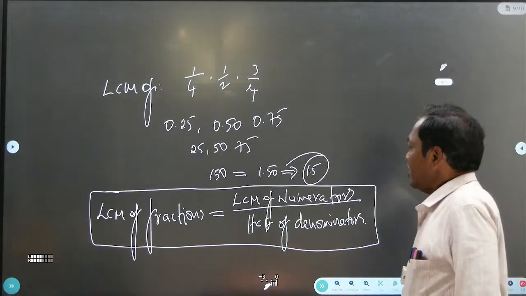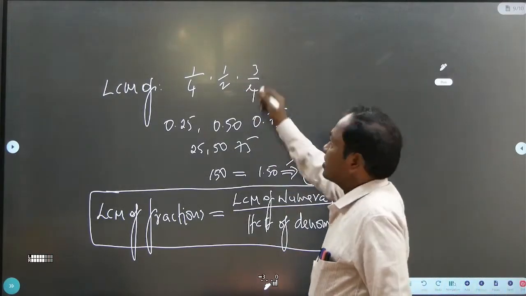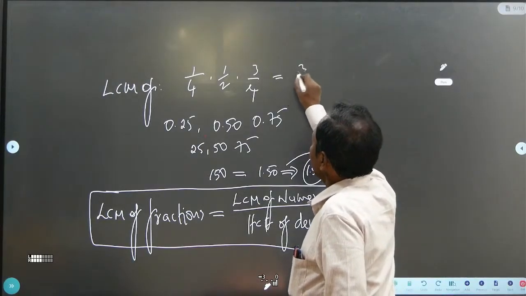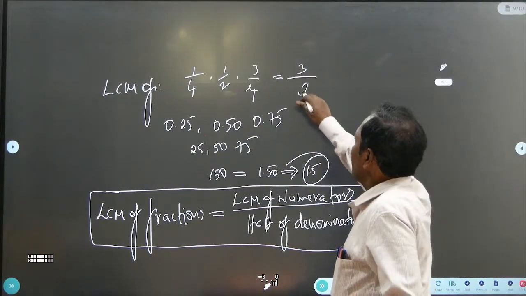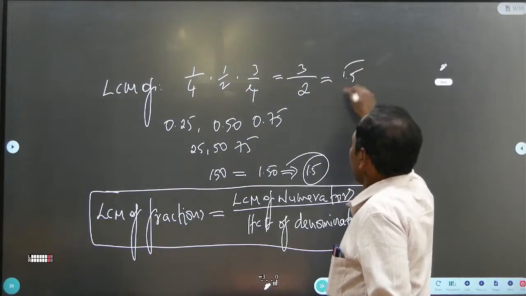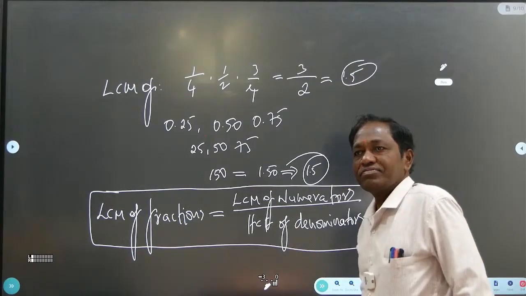Now, what is the LCM of 1, 1 and 3? 3. Okay. HCF of 4, 2, 4? 2. So, 3 by 2, that is 1.5.